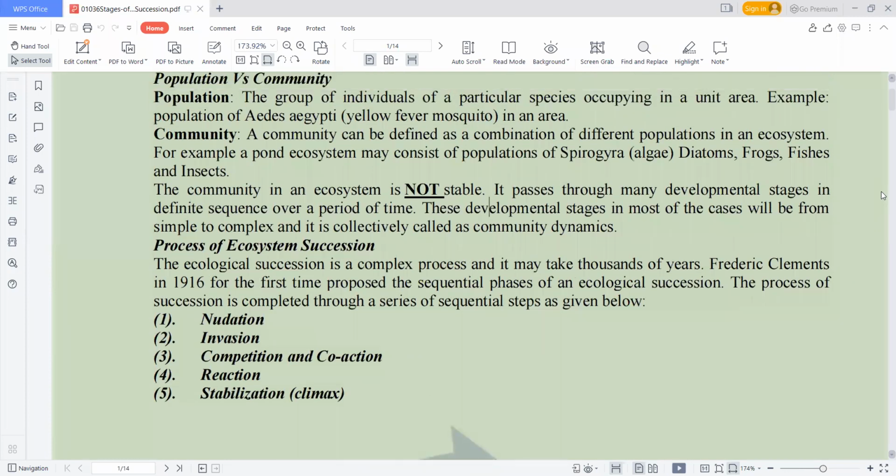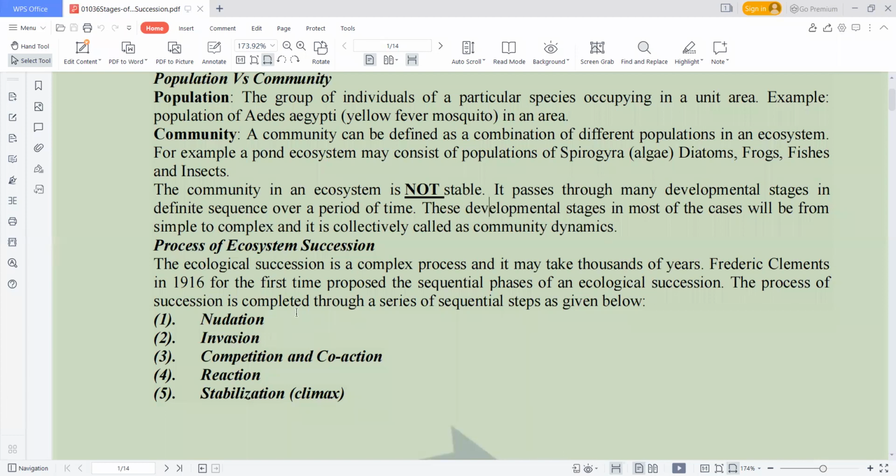How does this process of ecological succession start? It involves several steps, generally five steps. Ecological succession is a complex process and it may take thousands of years. It will not take only a few days or hours. It takes many years to complete. Frederick Clements in 1916 for the first time proposed the sequential phases of ecological succession. The process of succession is completed through a series of sequential steps.